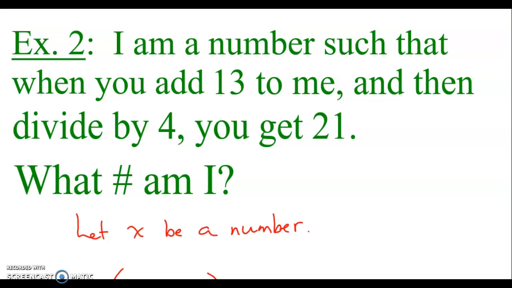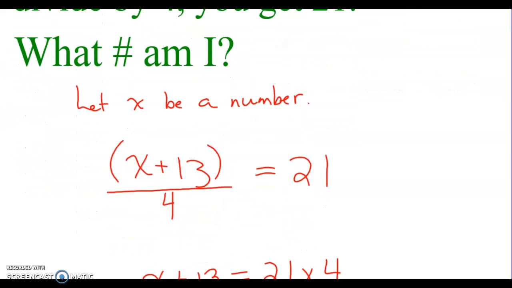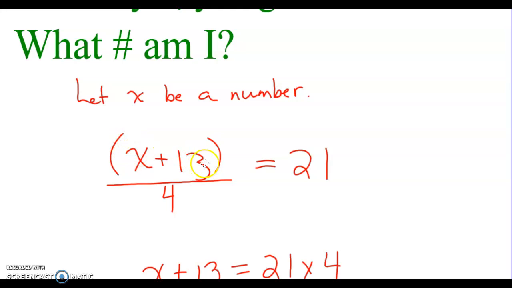That means I'm going to pick whatever letter I want to choose, and I'm going to tell everyone what that letter represents. So I'm going to choose X, and I'm going to say X is this certain number that we're solving for. So X is my number. Now, let's read. I'm a number such that when you add 13 to me, so that means X plus 13, and then divide by 4, so (X plus 13) divided by 4, you get 21. These two words, you get, translate to equals in mathematics. So there it is, (X plus 13) divided by 4 equals 21.